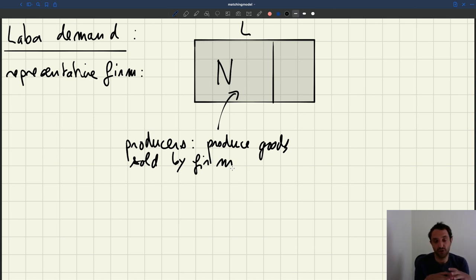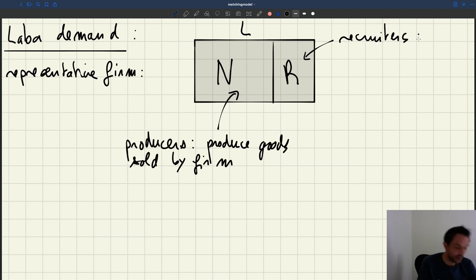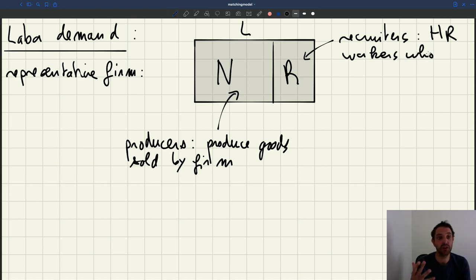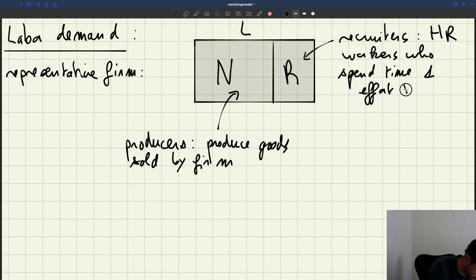In addition, and that's a very specific feature of a market with a matching structure, we're going to have recruiters, and so we'll have R of them. And so what are these recruiters? These are, if you want, human resource workers who devote time and effort to hire new workers and fill vacancies. So they spend time and effort to fill vacancies.